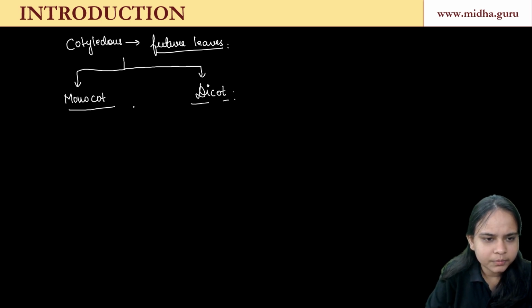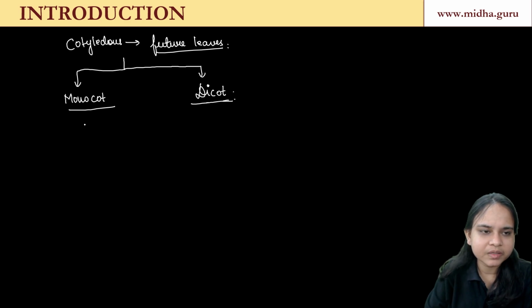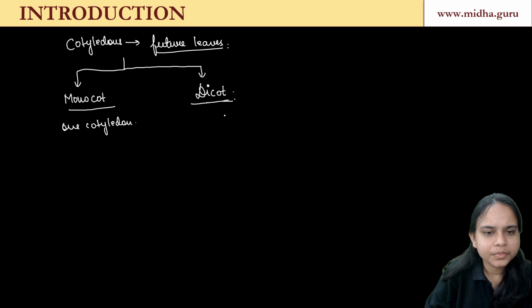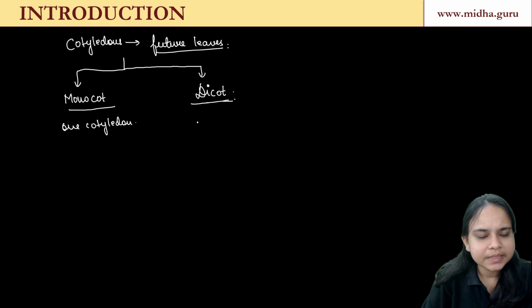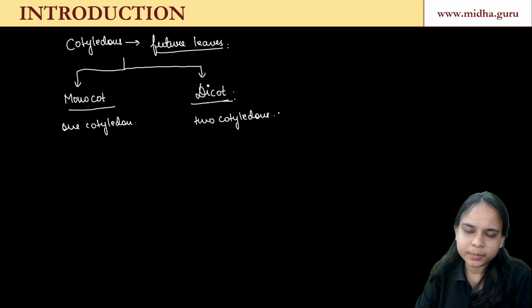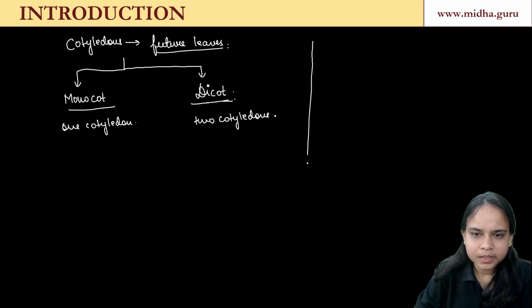Okay. Now from the word itself we can again derive that mono means one, that is seed having just one cotyledon, and here di means two, that is seed having two cotyledons. So two cotyledons. Okay. Now let's understand the structure of embryo first before proceeding further in on detailing the structure.